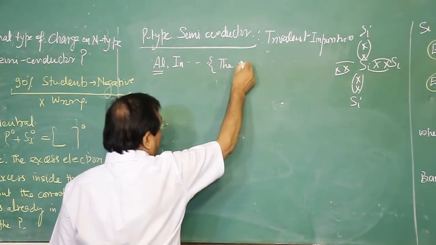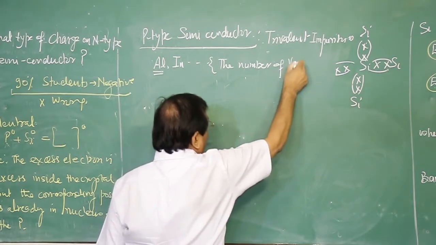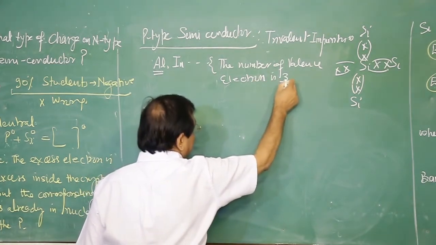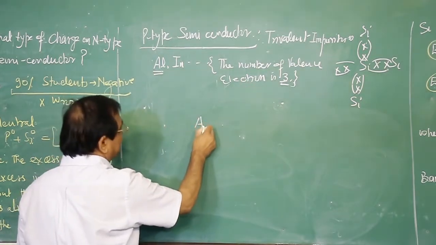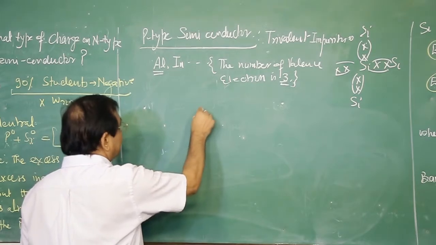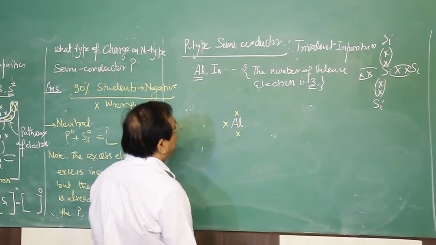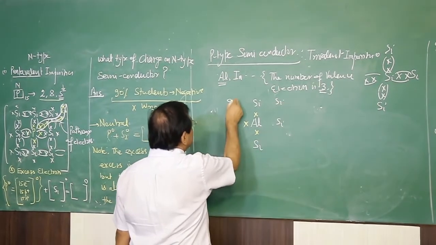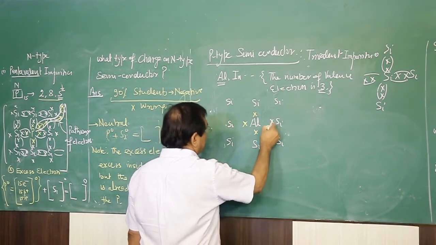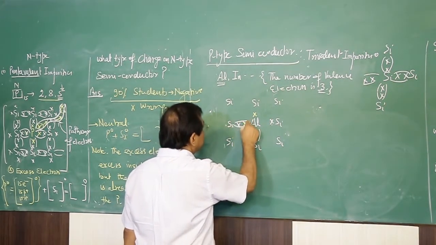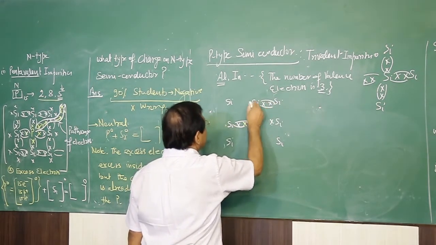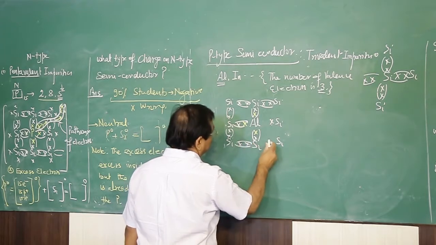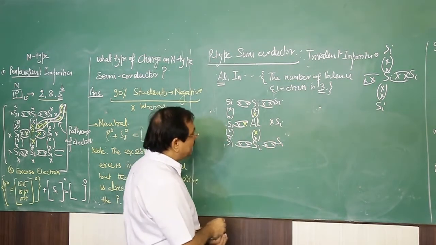The number of valence electrons is 3. So, if we take the structure of this aluminum, aluminum has these electrons on its sides, and they form the crystal with silicon atoms: this is a silicon, this is the bond, this is a silicon, this is the bond, this is a silicon, this silicon.